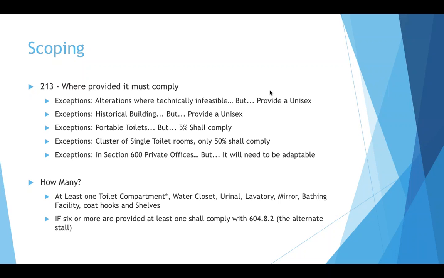Has to be compliant. And if you have stalls, and if you have 6 or more, then besides providing the one toilet compartment, you have to provide at least one alternate stall. And we'll talk about that a little bit also when we talk about toilet compartments. So basically you have your one large stall that we can do our large dance in, and then you have an alternate stall if you have more than 6. But otherwise, everything else in the room, at least one of each, has to be compliant.